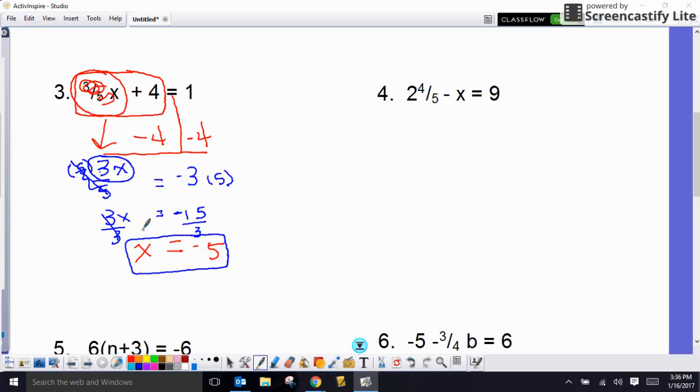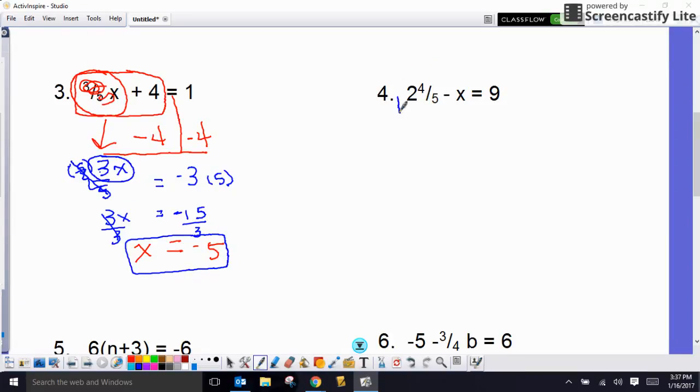They would rather do it in 2 steps. And if you would, you're going to see that from me. Either way works. Let's look at problem number 4. 2 4/5 minus x equals 9. I'm going to tell you right now, it's going to be easier to change this 4/5 into a decimal.